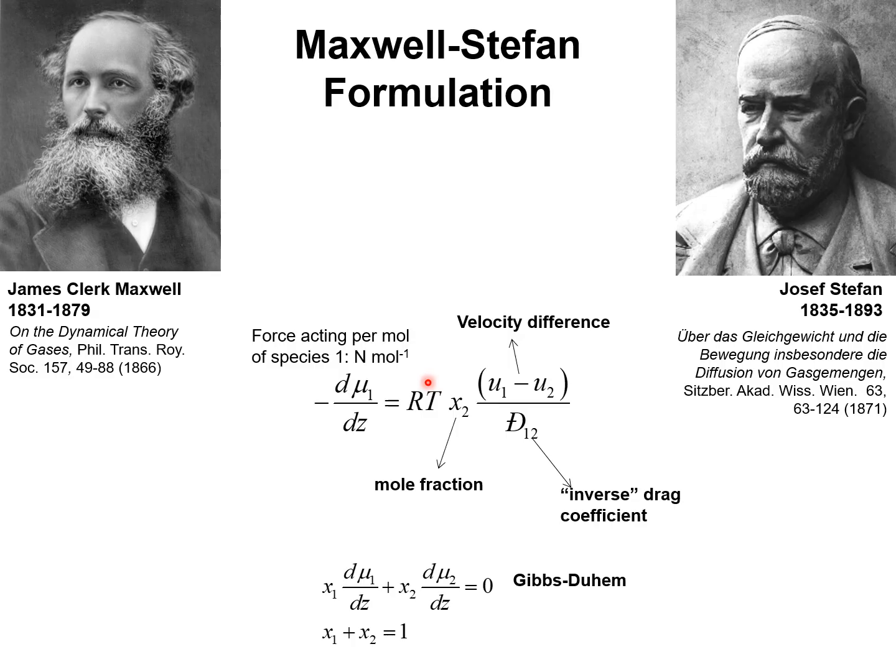With this choice of multiplying factor RT, the units of D12, which represents the inverse drag coefficient between 1 and 2, has the units of square meters per second. Only one of the chemical potential gradients is independent because of the Gibbs-Duhem constraint and the fact that the mole fractions add to unity. So this is the kernel of the Maxwell-Stefan diffusion formulation. The persuasive advantage of this formulation is that it can be extended quite elegantly to much more general types of situations, as we discuss in the subsequent slide.